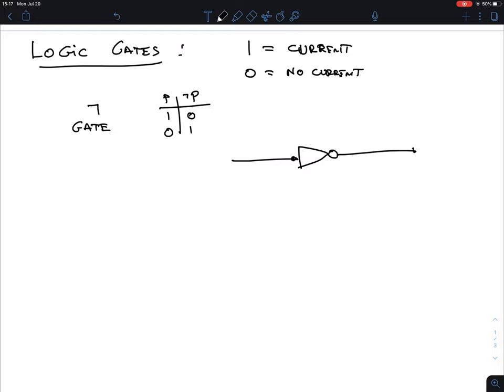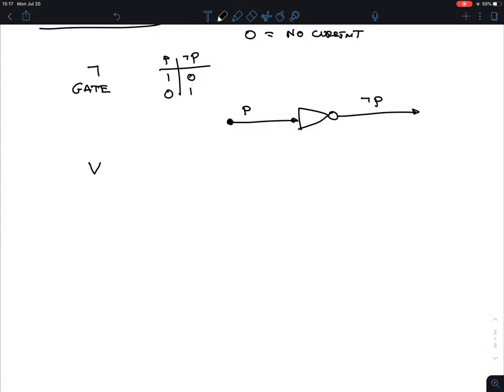So what does this do? If you start with the current P, then afterwards you have the current not P. In other words, if you put a current on this point, then once it passes through the gate, the current will be gone. On the other hand, if you don't put a current on this one, at the end there will be a current. You understand that? So this is the NOT gate.